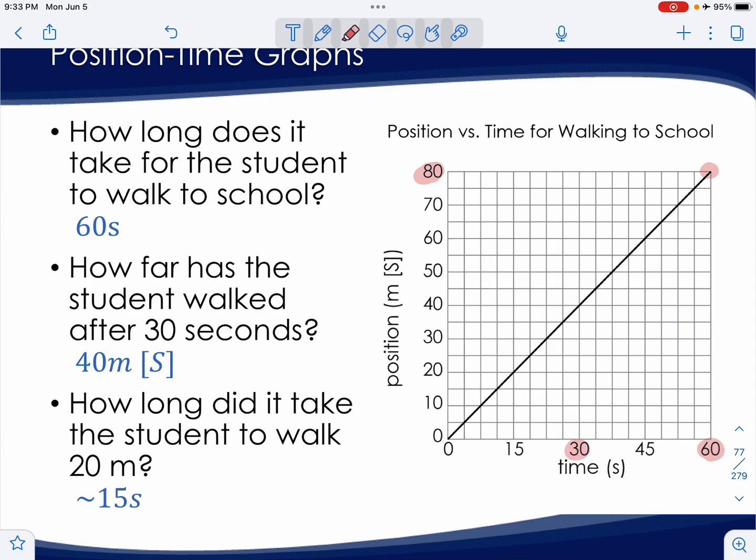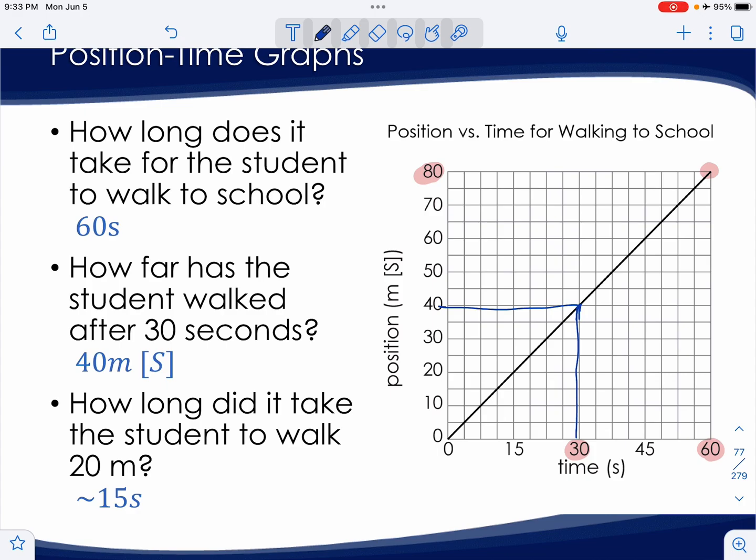How far has the student walked after 30 seconds? So that would be here. So we can look at this and we can draw, 30 seconds would go to here. And how far is that? That's at 40 meters south. Okay. And then how long did it take the student to walk 20 meters? So 20 meters, here's 15 and here's 30.